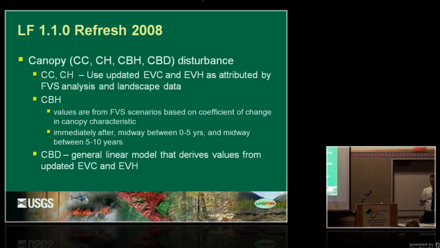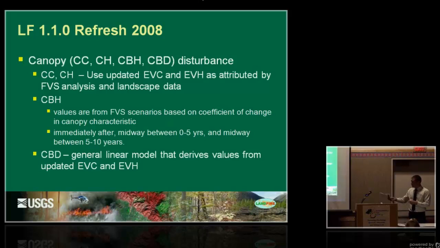What we did was we threw in various different scenarios that basically encompassed different fire types or mechanical types of disturbance. I think we also had major wind events, insect and disease, and there's another one in there that's escaping me at this point. But at different severities, low, moderate, high, and then in 3 different time steps or time scenarios. And those were immediately after the disturbance, midway between 0 to 5 years and midway between 5 to 10 years.